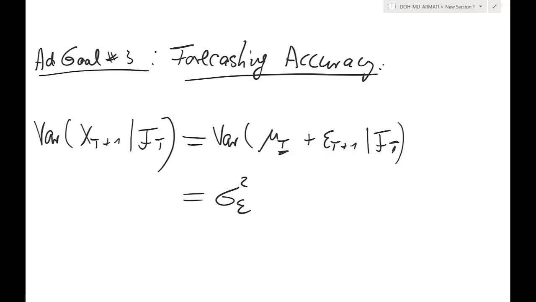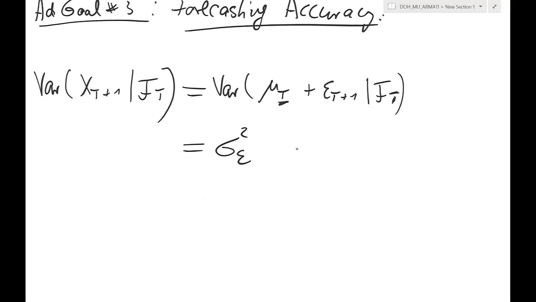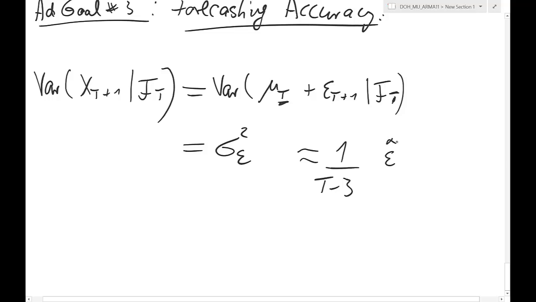Right, that's our uncertainty. Now we can say that roughly speaking, we've already used the training set to pin down an estimate for that. So that is roughly 1 divided by T minus 3 times what we called above epsilon OLS squared. Yeah, that would be the approximation for the variance.